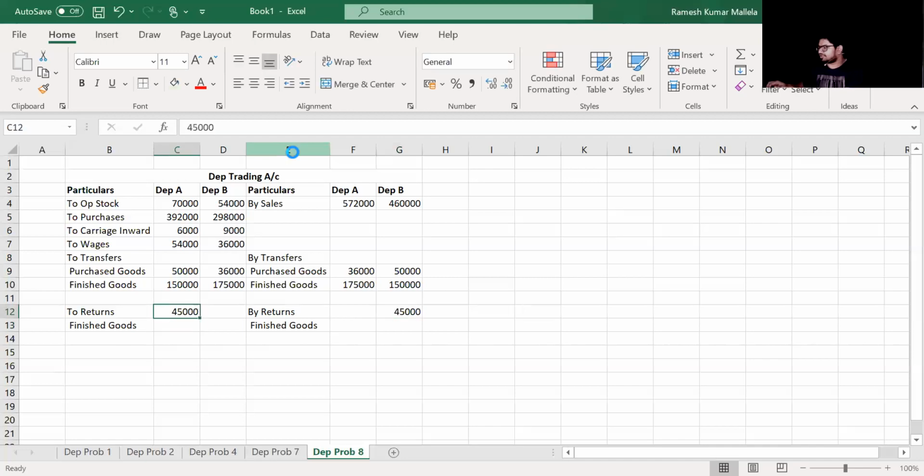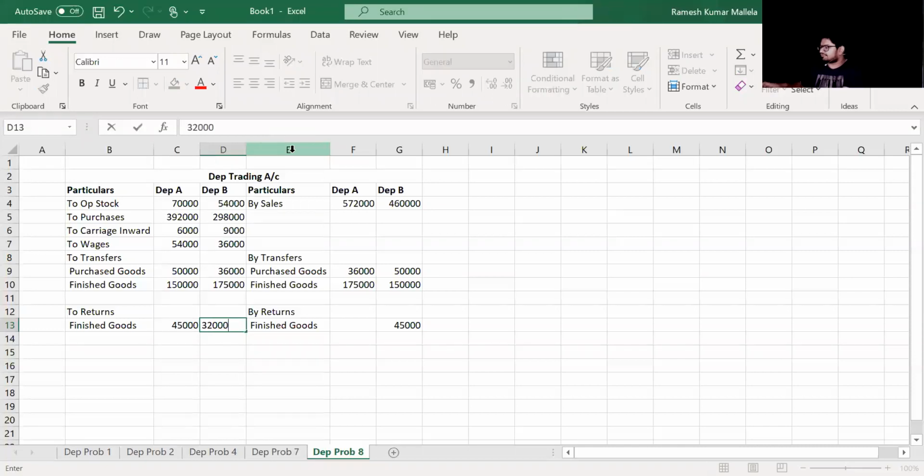Okay. I think it should be in here. Next, same way from department A to B. A to B, it is 32,000. That means 32,000 has come to department B, and 32,000 has gone out of department A. Okay. So this is how you would record for returns. Once this is done, I think almost all items of transfers are also recorded.